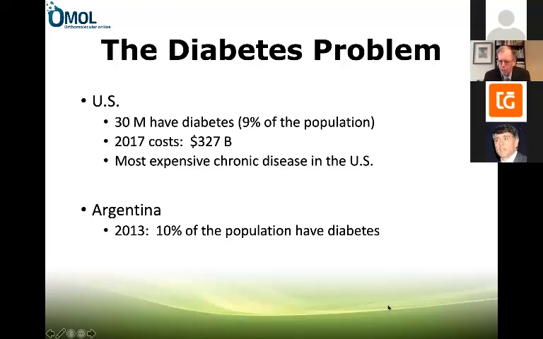Argentina has similar problems. In 2013, 10% of the Argentinian population have diabetes. And I'll have to make an assumption similar to the United States that the cost of diabetes to the Argentinian healthcare system is also exceptionally high.